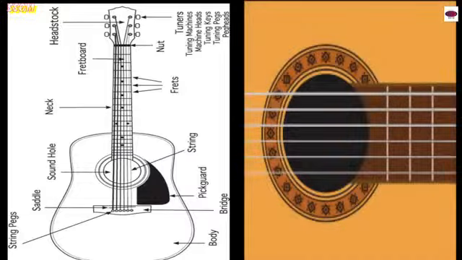So the next is the sound hole. The sound hole is a trademark feature of an acoustic guitar. There is no sound hole in an electric guitar. So you can see over here just a circle. This is the sound hole, and to make a clean sound, you have to play around the sound hole.